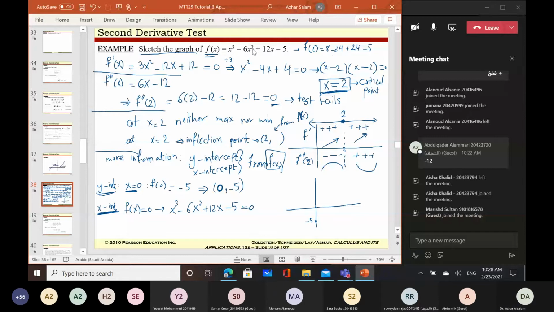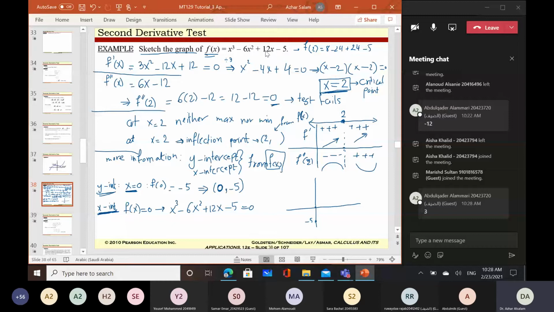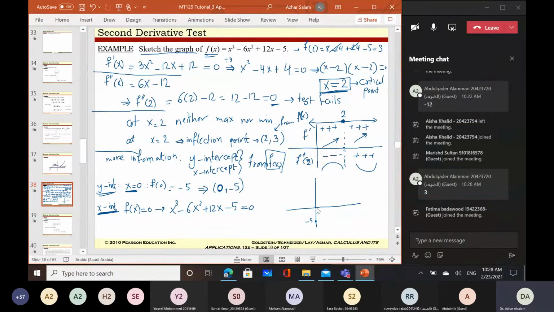Correct? Here 4 multiplied by 6, and here 2 multiplied by 12. That's right. Yes, it's 3. So here it will be 2 and 3. So I know here that at 0 it's minus 5, and here 1, 2, it will be at 3. 1, 2, 3. This is the inflection point 2 and 3.